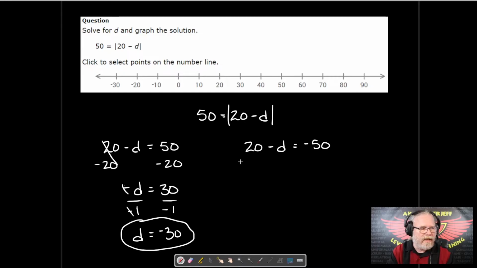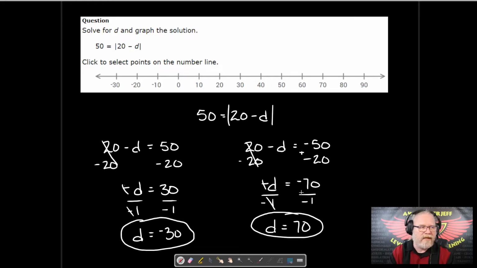Now over here on the other side, let's go ahead and subtract 20 from each side. The 20s will cancel each other, bring down that negative d there. And remember, this is like 50 plus negative 50 plus negative 20. And so that's going to be what? Negative 70, right? Let's go ahead and divide by negative 1. We do to one side, do to the other. The negatives will cancel each other out, leaving d on the left. And negative divided by negative is positive. And 70 divided by 1 is 70. So my second solution is d equals 70.